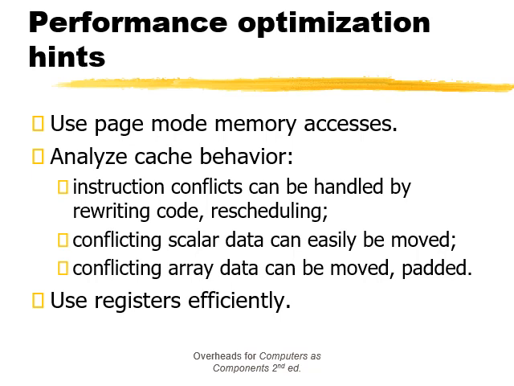Analyze cache behavior to find major cache conflicts. Restructure the code to eliminate as many of these as you can. Instruction conflicts can be handled by rewriting code and rescheduling. Conflicting scalar data can easily be moved. Conflicting array data can be moved or paired, as I have shown you in the previous slide.